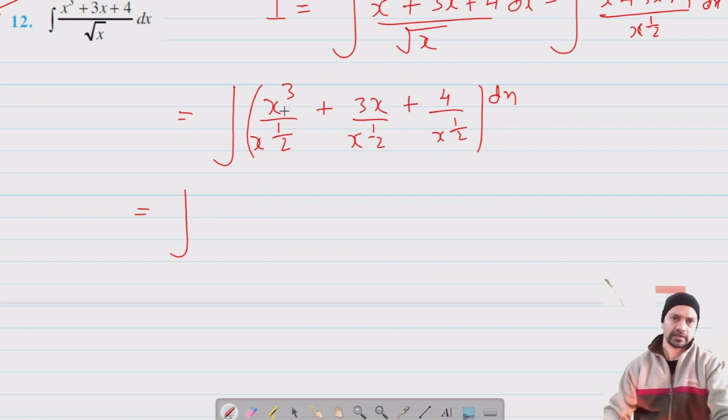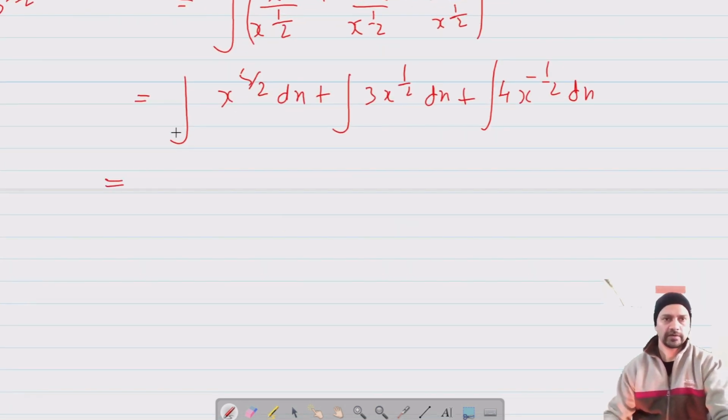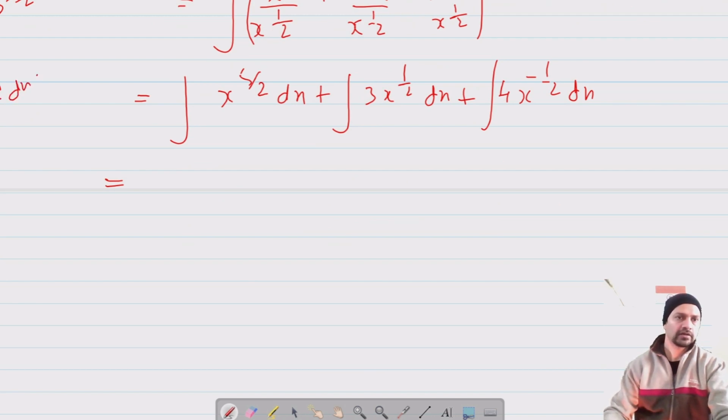Okay, which gives, this is 3 minus half, which gives us 5 by 2. And this is x raised power 5 by 2 into dx plus, this is 1. 1 minus half is half, so 3 into x raised power half into dx. This can be written as 4 into x raised power minus half into dx. And if you use the formula, integration of x raised power n is equal to x raised power n plus 1 upon n plus 1.